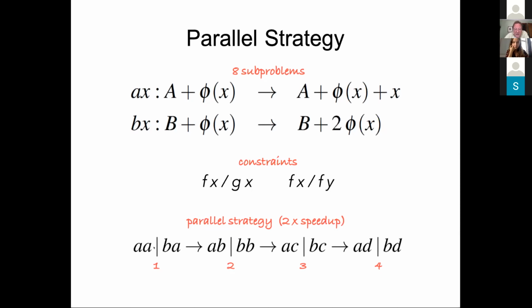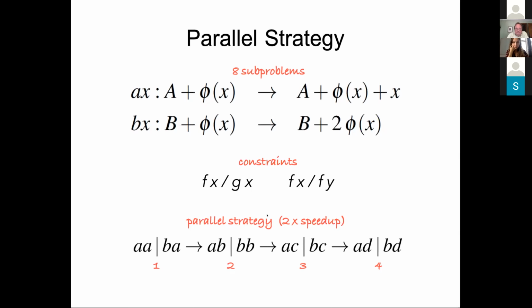And I've used these vertical bars to indicate 2 sub-problems that can be solved in parallel. So here's a parallel strategy which only has 4 steps. And again, it's one of many, many possible parallel strategies. But this is one that's permissible based upon the constraints, and it results in a 2 times speed up relative to the sequential strategy and relative to the non-distributed genome. Okay, well, that's a pretty good start.